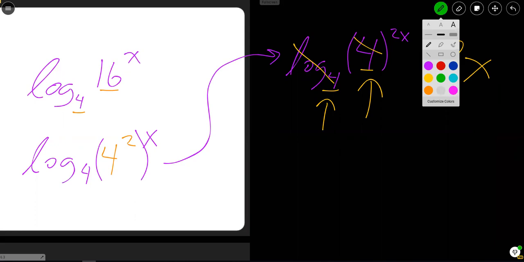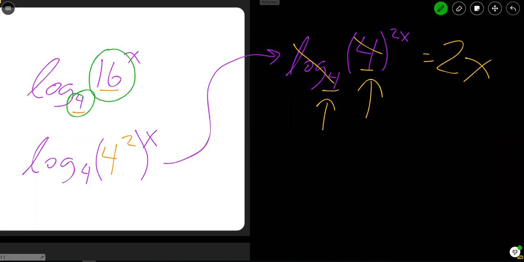The tough part here is just recognizing the relationship between the actual base and the number that's inside, what we call the y value, the value that's being looked at for the logarithm. Remember, a logarithm is just a question. Log base 4 of 16 to the x power is saying, what power of 4 will give me 16 to the x power? That's all it's saying.